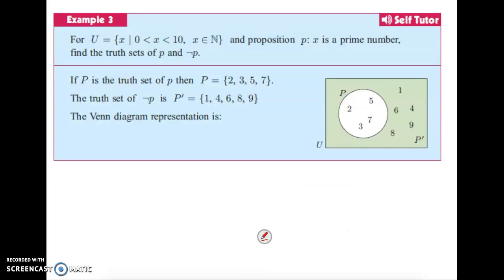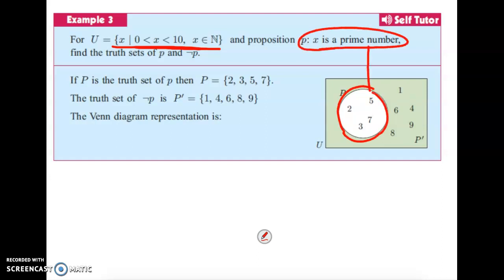All right, so here's an example. The universal set is set notation. We'll read this here. X is greater than 0 and less than 10 for numbers in the natural system. So you're counting numbers. The proposition P, x is a prime number. So what's heading inside of here? These are your prime numbers in your Venn diagram. Find the true sets for P and not P.